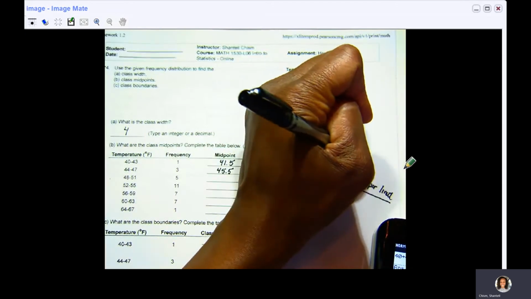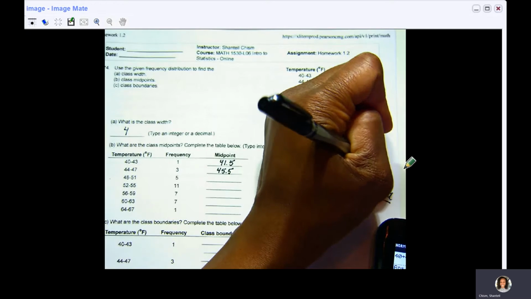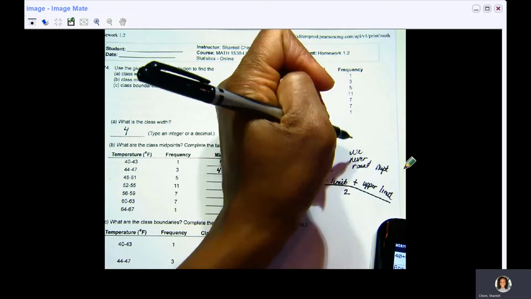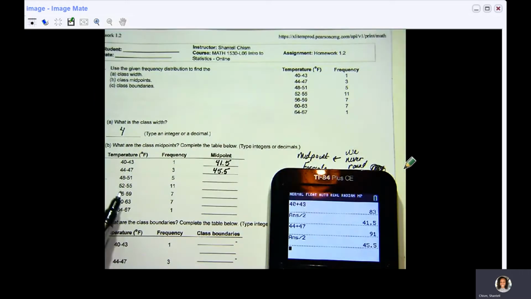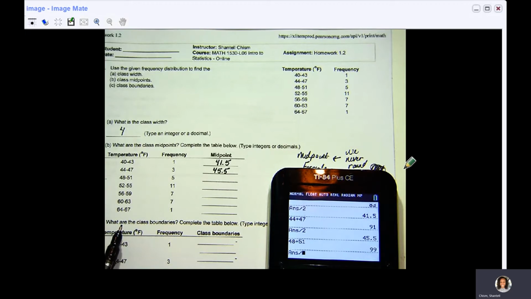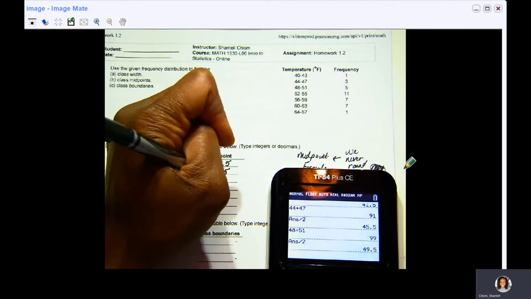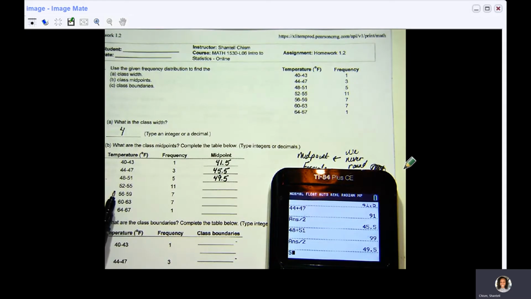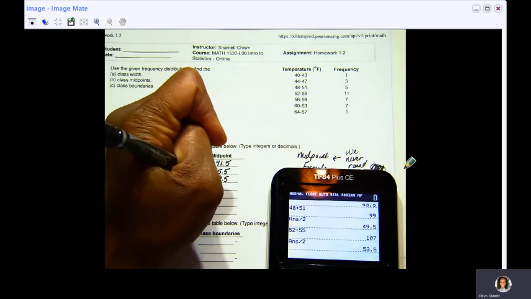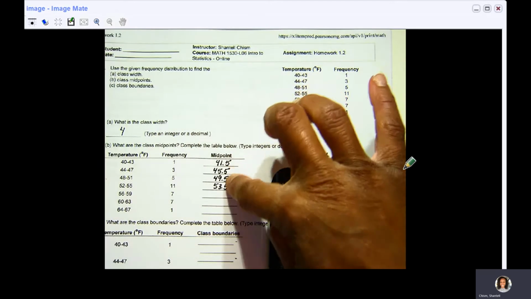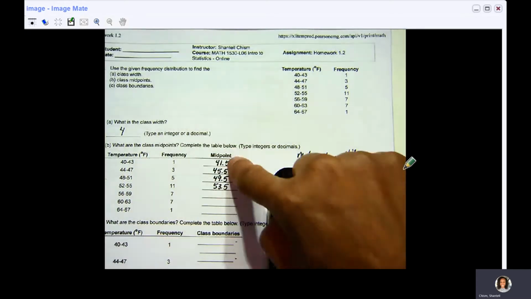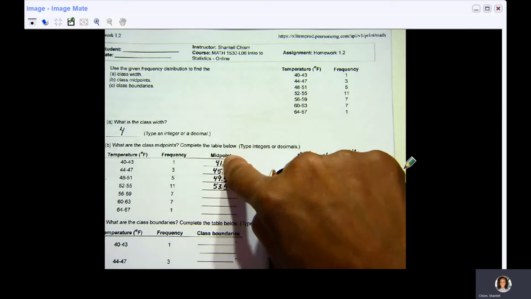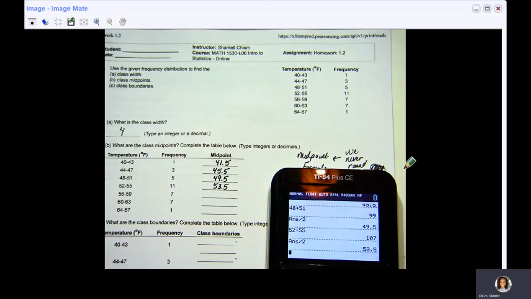We never round midpoints. If it's a decimal, you keep the decimal. All right, the next one, 48 plus 51, divide that by 2. We get 49.5. 52 plus 55, divide that by 2. We get 53.5. I want you to notice the same value that the lower limits or the upper limits increase by, the midpoints are increasing by the same value. So the midpoints are all separated by the same class width value.